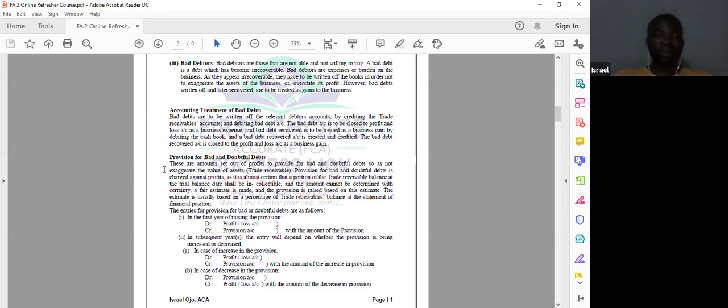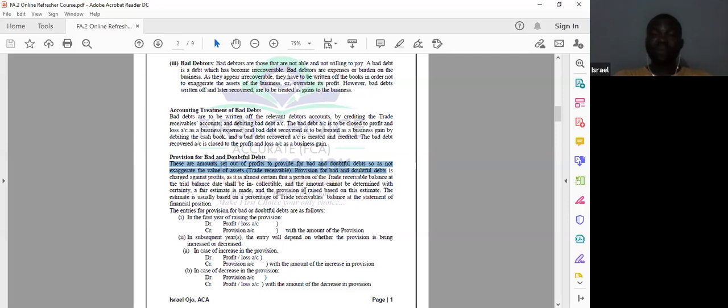Let me explain that. These are amounts set out in the profit to provide for bad and doubtful debt. It means it's a provision, stated because you doubt that they will pay back, so you make provision for it. It can be on a percentage, let's say 5%. If it's 5%, then it means that for the trade receivables you have, after you have removed your bad debt, you now find 5% of the figure.